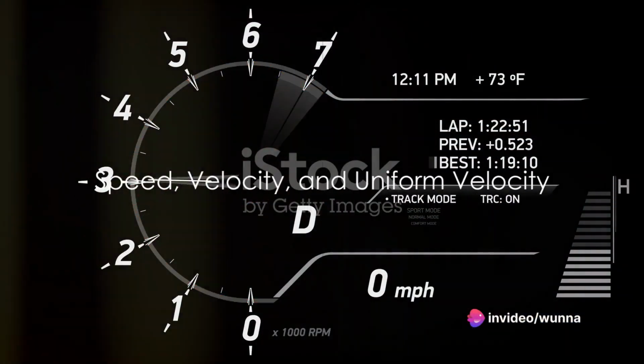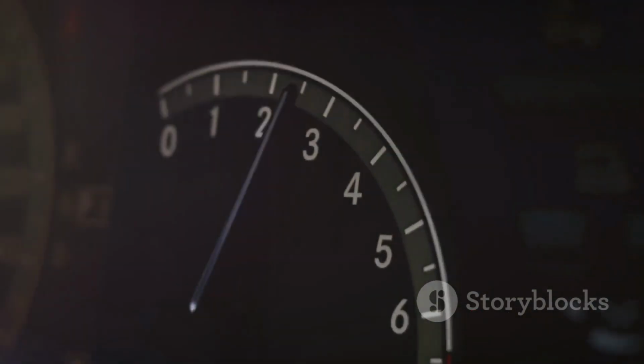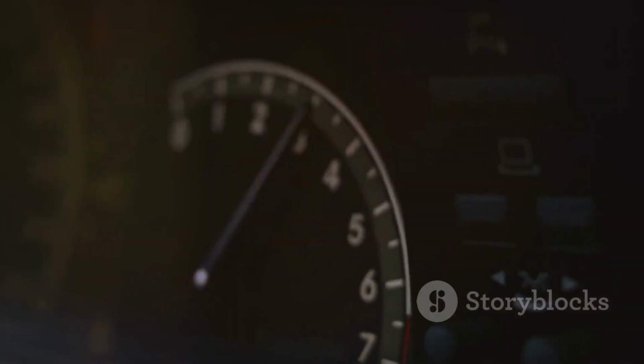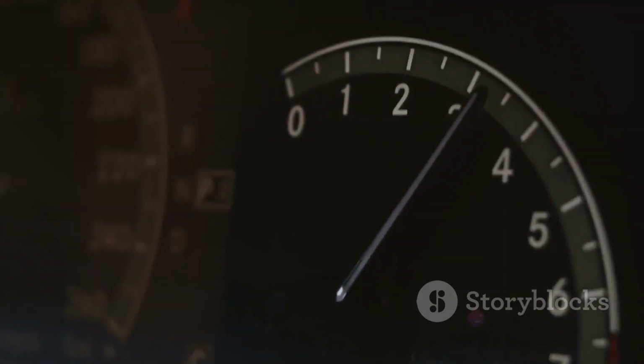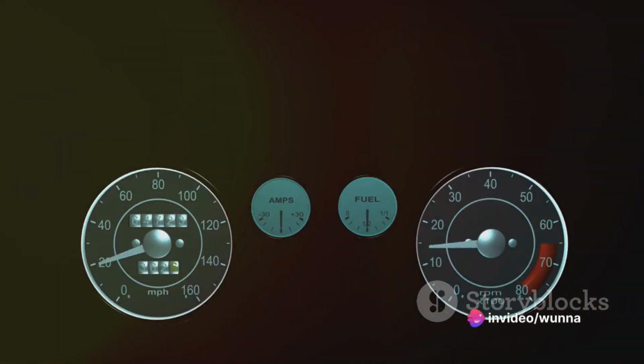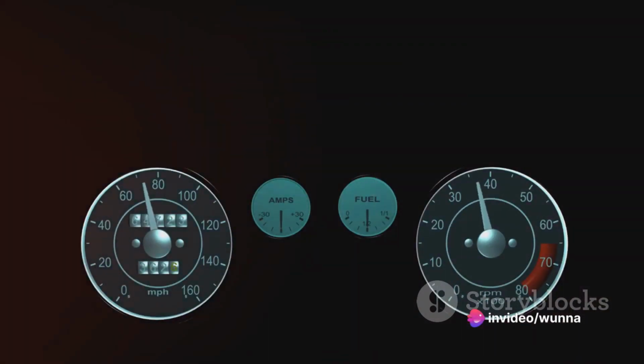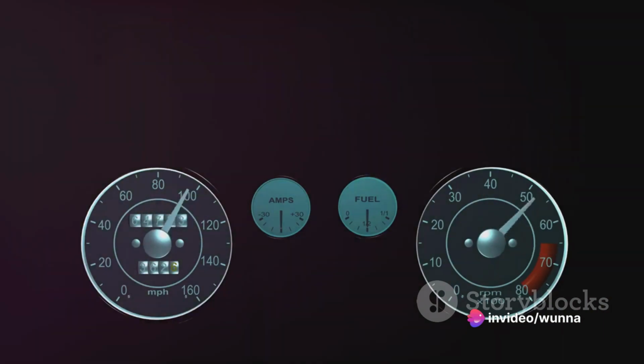Now, how do we measure how fast something is moving? Well, speed is the distance an object covers in a given amount of time. Picture this, if you drive a car for an hour and cover 60 miles, your speed is 60 miles per hour. Simple, right? But speed only tells us how fast we're going, not the direction.